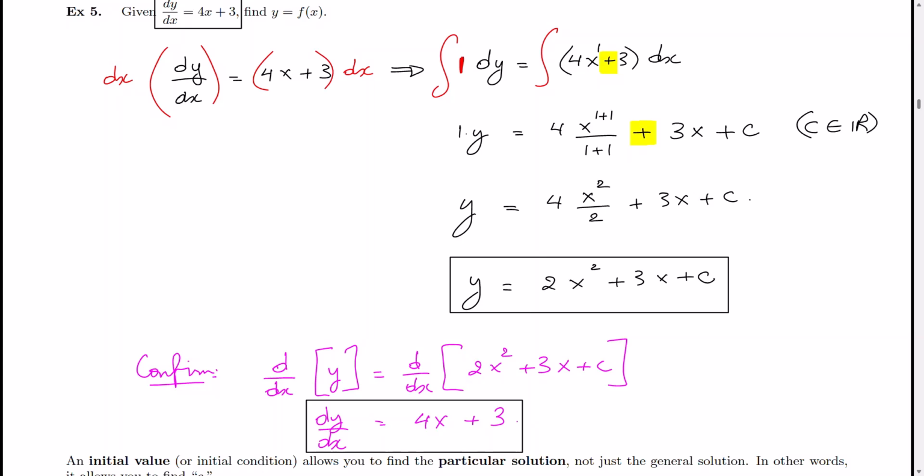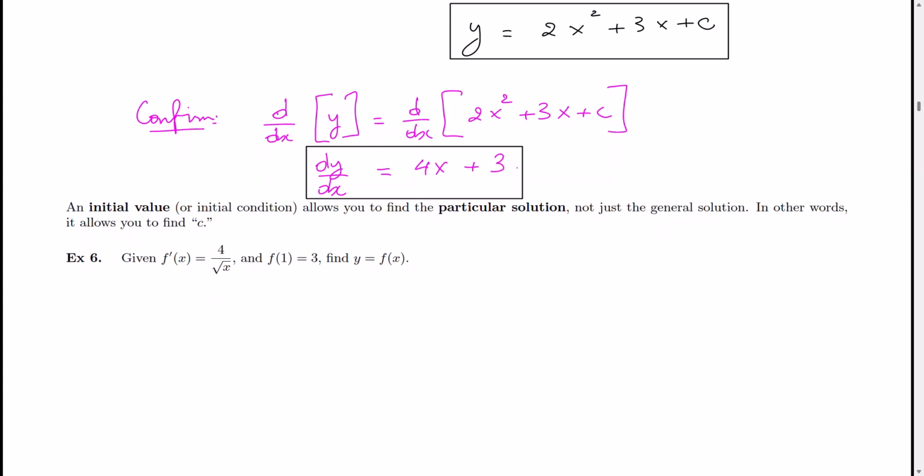So far, every single problem, we just wrote plus c at the end and we didn't worry about it. We just said it's some kind of real number. But in the next problem, they're giving us some information. This is called the initial condition. And this initial condition is usually used to help you find the c.